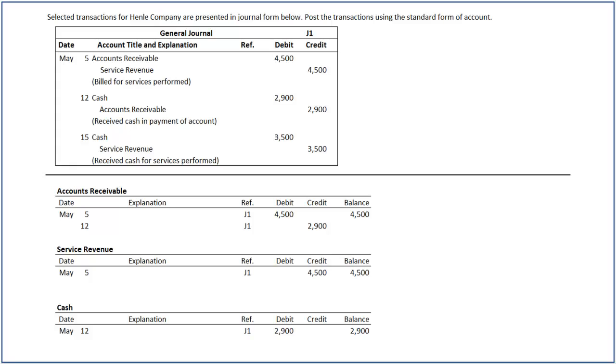Note that accounts receivable is an asset account and has a normal debit balance. When the account is credited, its balance is reduced by that extent. Thus, the balance in the accounts receivable ledger account decreases to $1,600, which is the difference between $4,500 and $2,900.